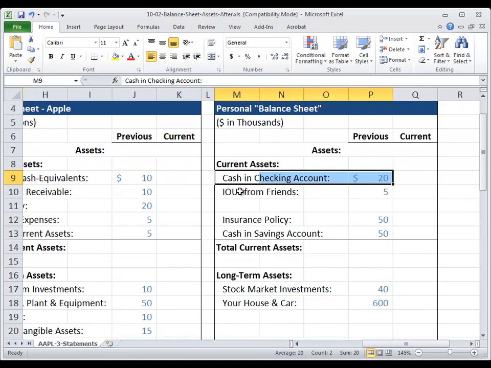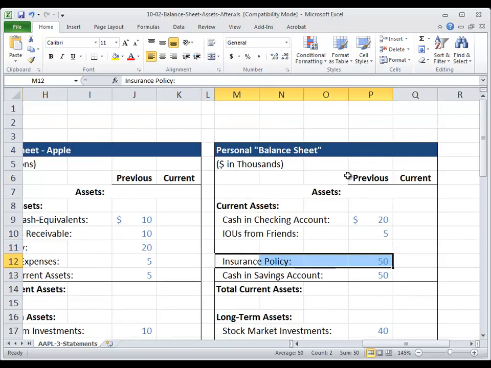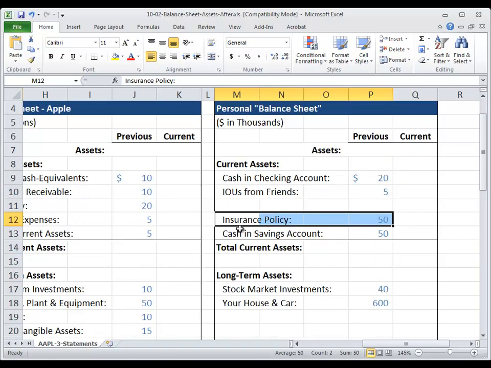You might have friends that owe you money, IOUs from friends. You've gone to events, you've paid for things, and they owe you money, you're waiting on that, and as soon as you get that, it's going to boost your cash in your checking or savings account. An insurance policy you own might also count as one of your assets, one of your resources, because it has value, it's going to deliver value in the future should something happen to you or to one of your possessions. Cash in your savings account could also be another type of asset here because it's a resource at your disposal.